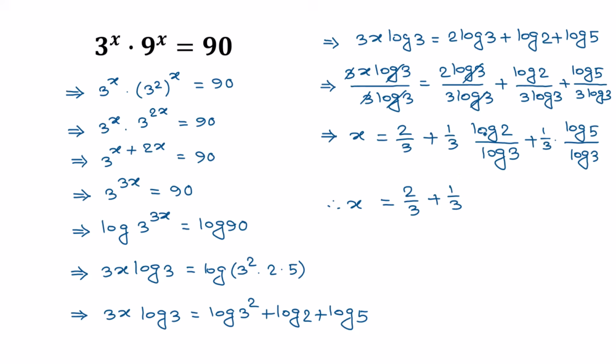Now applying the formula, log of a divided by log of b is equal to log of a to the base b, we get log of 2 base 3, plus similarly 1 over 3, and applying a similar formula here, log of 5 divided by log of 3, we can write it as log of 5 base 3. And this is the solution of our given equation.